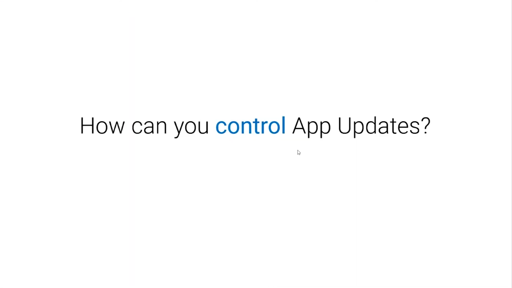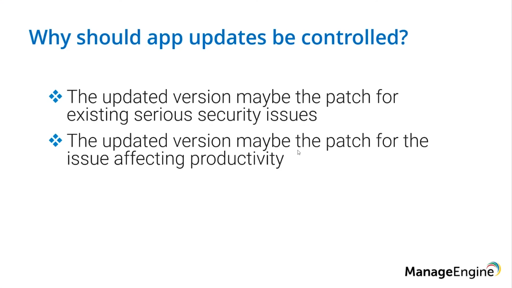Now let me show you how you can control the app updates. So I've shown you how we can remotely install. For app update control, why should you have it? Because the updated version might be a patch for existing security issues, or it could be a patch for an issue which is affecting productivity. It is not just that the story ends as soon as you install the app. You should have a mechanism to automatically update the application. If not, you should periodically check which app needs an update and you have to force them, right? So let me show you how you can control that using the tool.